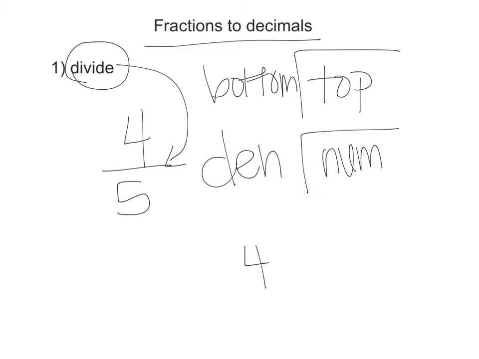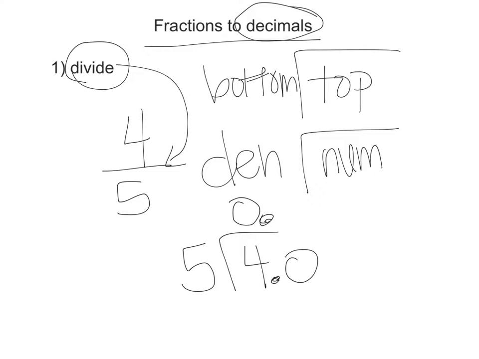So if I take 4 and divide it by 5, notice the whole point of it is to change it to a decimal, so that's what I want to do. 5 can't go into 4, so I put my 0. I add my decimals, and I add my next 0, and 5 goes into 40 8 times, so that is 8/10.